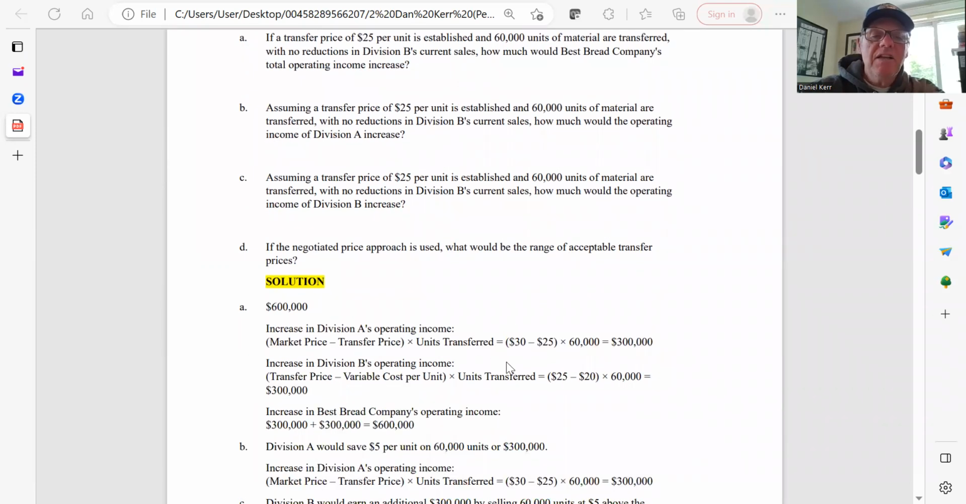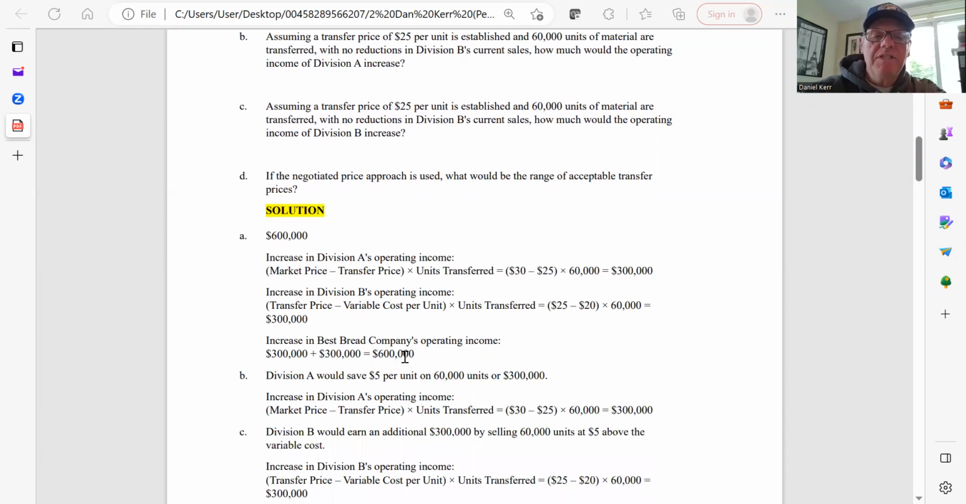You take a look at the two divisions. Division A is currently paying a market price of $30. The transfer price was to be $25, times 60,000 units. So they're saving $300,000. That's for Division A. And for Division B, the transfer price is $25, but the variable manufacturing cost is $20. So they're making $5 on each unit. Multiply that by 60,000, and they increase their profits by $300,000. So you've got cost savings in one division of 300,000 and additional profits in another division of 300,000. So the total effect on operating income is $600,000.